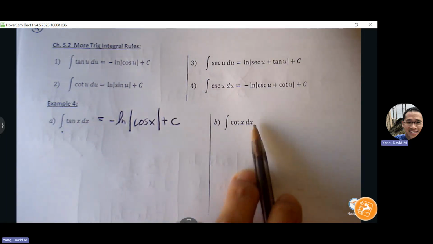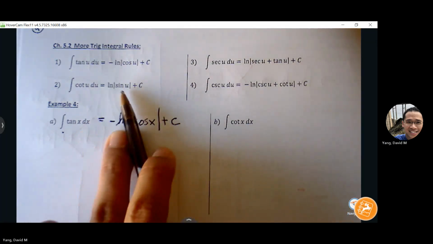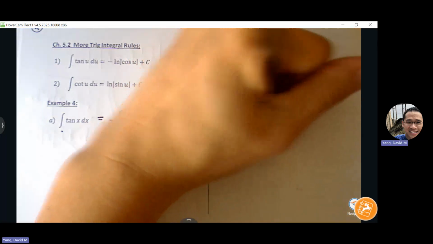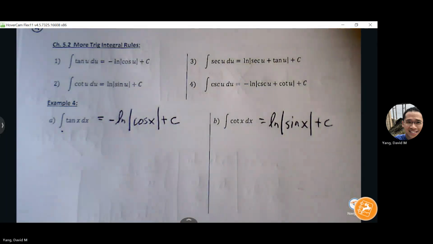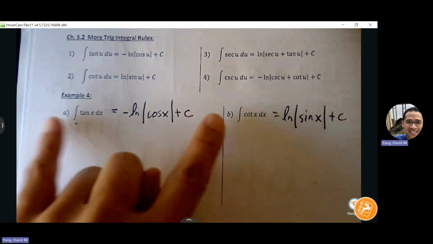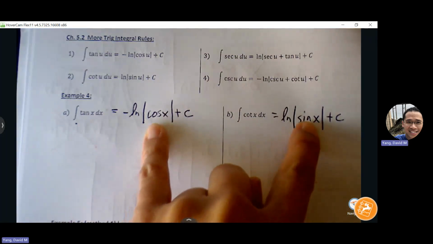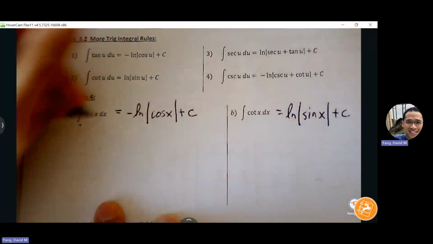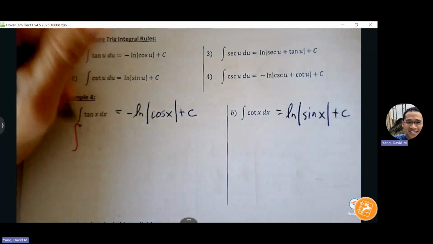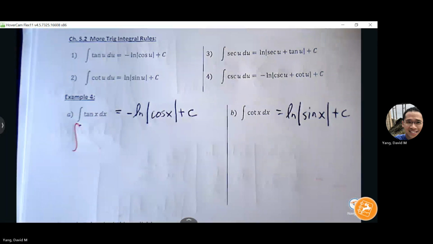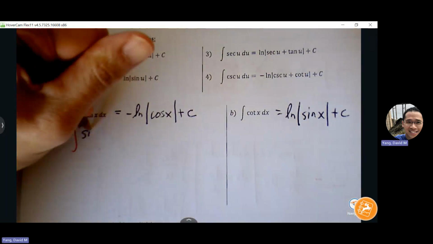And then integral of cotangent is just what? Natural log absolute value of sine plus c. Now, there is a way to connect between these two. Why is there cosine showing up? Why is the sine showing up? The reason why is this. What's another way to represent tangent in terms of sine and cosine? Sine over cosine.